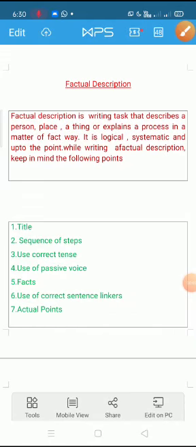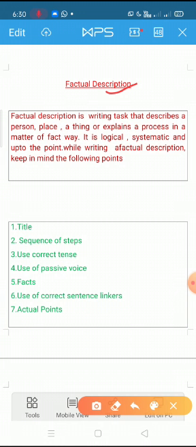Dear students, today I will teach you factual description. In the earlier video I was telling about report writing. Factual description is a little different from report writing.